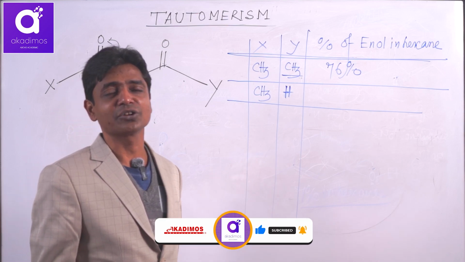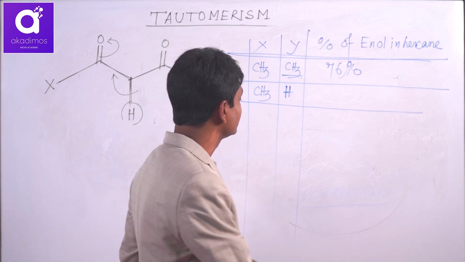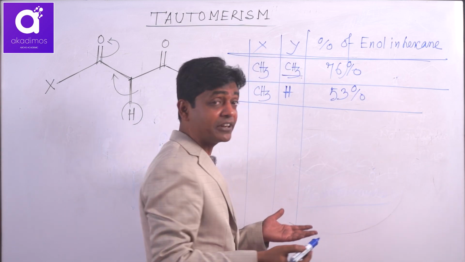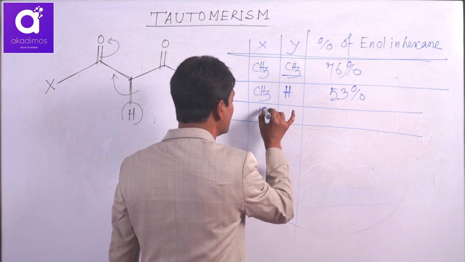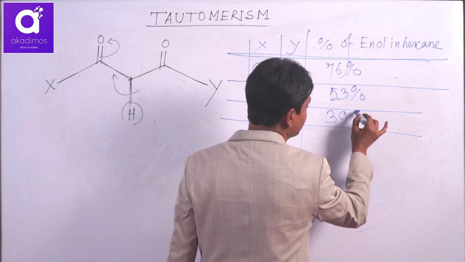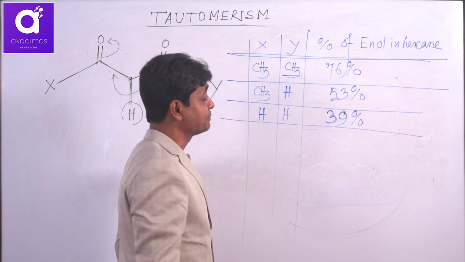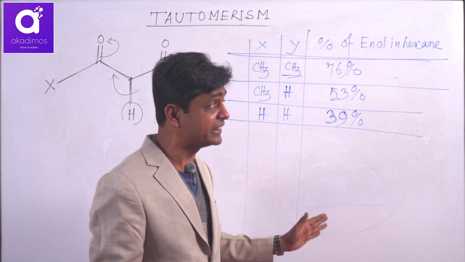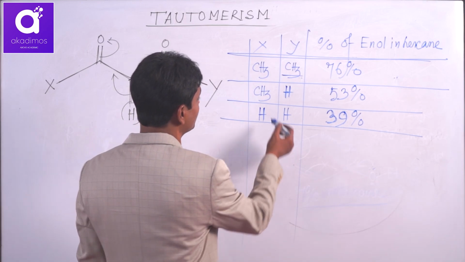Since you know keto-enol tautomerism is totally thermodynamically or stability controlled, the percentage, let it be 53%. I don't know the exact percentage, but it will decrease. That is important. Now if I change both methyl to hydrogen, then again it will decrease, let it be 39%. I am repeating, the percentage is not important, the decrease is important. Enol percentage in hexane decreases, since it is stability controlled.